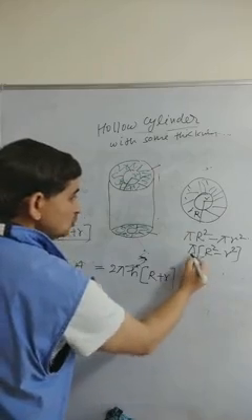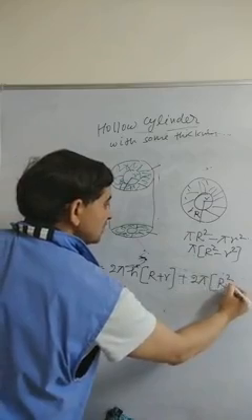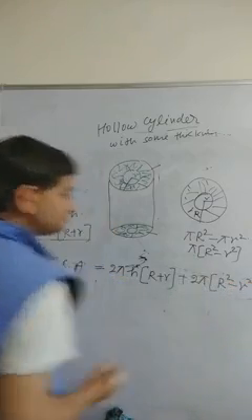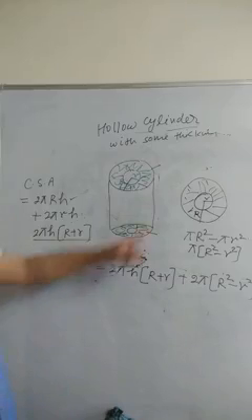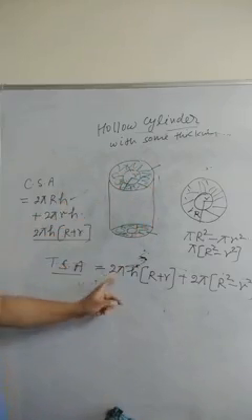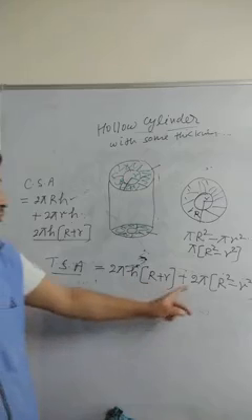So what you will do? You twice it, 2 pi (R square minus r square). Got it? So this will give you the total surface area of this diagram. No need of mugging up all these, right? Try to understand and you can frame your own formula.